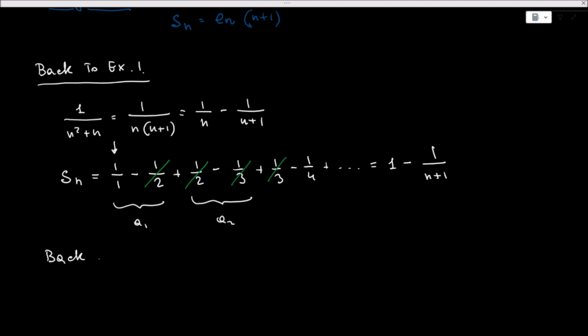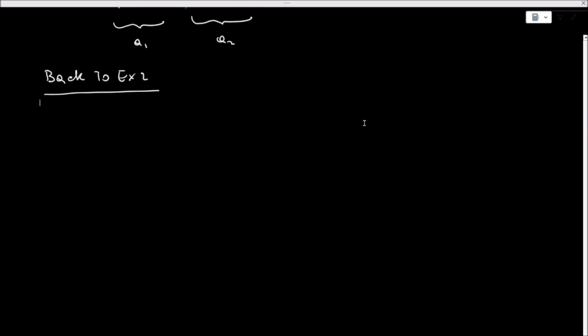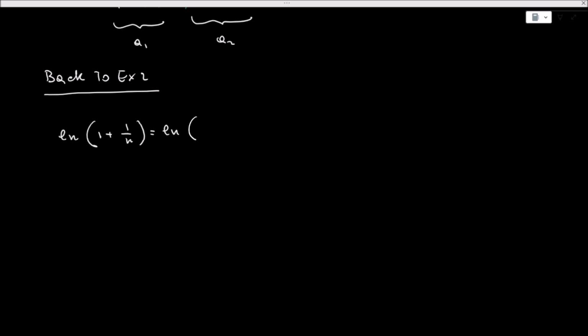If we go back now to example 2, let's see if this same process applies also to the series of the logarithm. We have the logarithm of 1 plus 1 over n, which we wrote as the logarithm of n plus 1 divided by n, and of course this can also be expressed as the logarithm of n plus 1 minus the logarithm of n. So once again the general term can be expressed as a difference of two sequences.